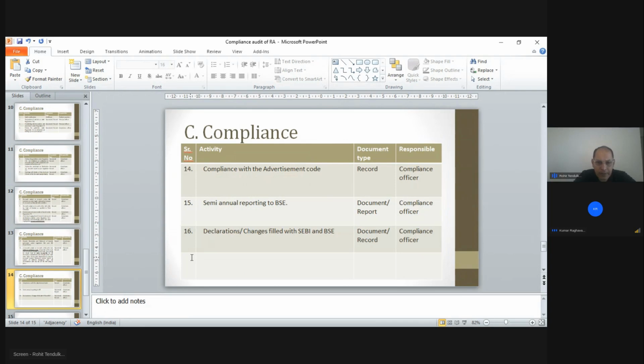Lastly, point 16, declaration or changes filed with SEBI and BSE. All changes, suppose you change your address, you change your contact details, or you have a change in the composition of your partnership firm, or a change in the shareholding pattern, then all this must be documented and reported to the proper authority. It is now BSE only that should be reported about this. And the responsibility is cast on the compliance officer.